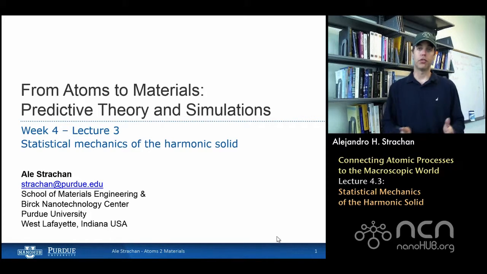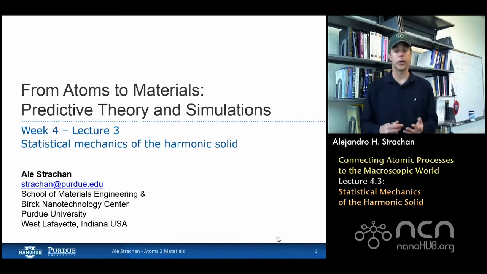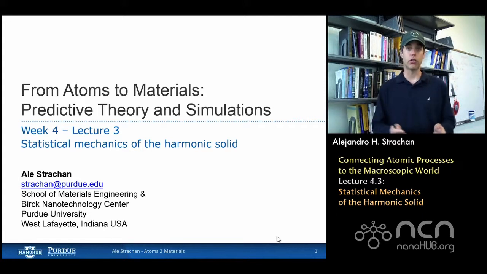As we've seen in week 3, if we make an approximation to the Hamiltonian and assume that atoms don't move far away from their equilibrium position, we can do a Taylor expansion, cut it at the second order, and solve the dynamics of the system analytically. Well, we're going to see that under those same approximations, we can actually do quite a bit of statistical mechanics and learn quite a bit about how solids behave.